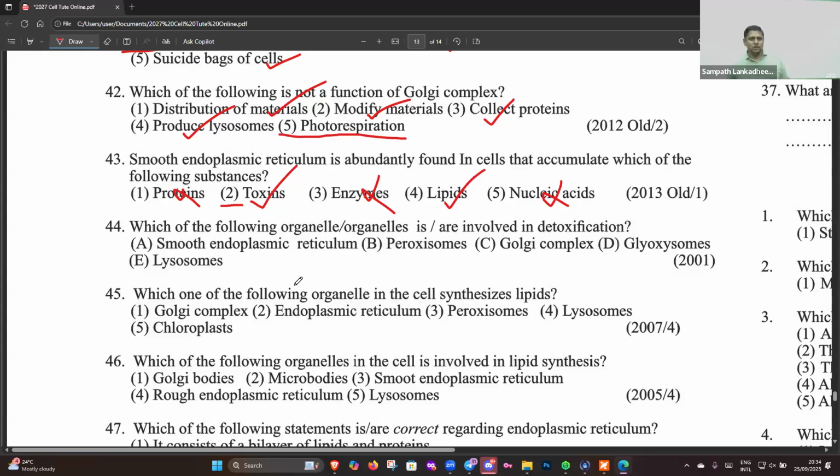Question number 44. Which of the following organelles is involved in detoxification? Smooth endoplasmic reticulum, correct. Peroxisomes, correct. Golgi complex, no. Glyoxysomes, no. Lysosomes, no. So A and B are the answers.